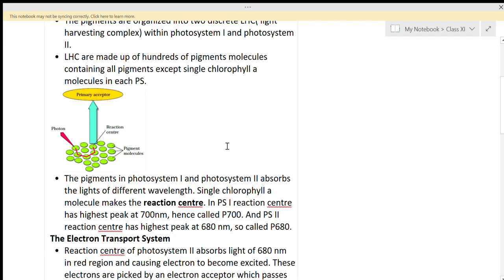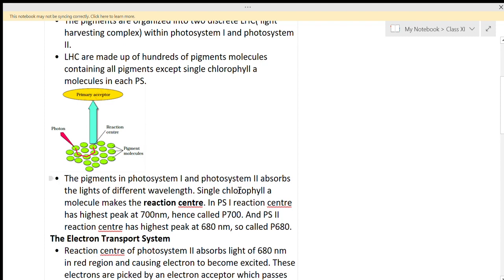So pigments in photosystem 1 and photosystem 2 absorb light of different wavelengths. These two photosystems absorb different wavelengths of light, and the single chlorophyll A molecule makes the reaction center. The reaction center is a single chlorophyll A molecule. This is the reaction center, and these are the other pigment molecules.